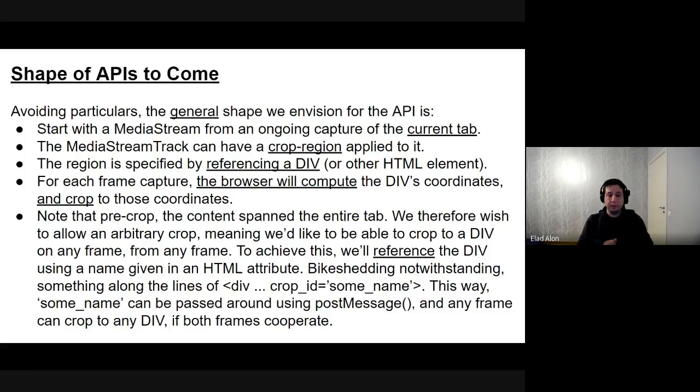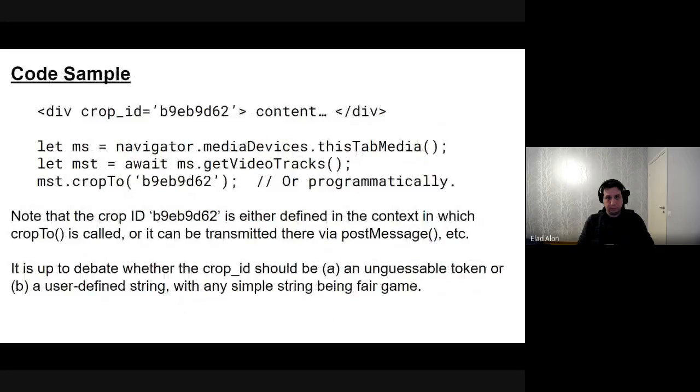Next slide, please. So just to walk through this code example, a div can define a crop ID. I'm perfectly fine using any name you would like. The idea is that we probably don't want to overload the existing ID, because those might not be unique across frames, etc. And then we just define a crop ID. You'd only need to specify it on something that the application actually knows it wants to eventually crop to, so any other element would just not have it.